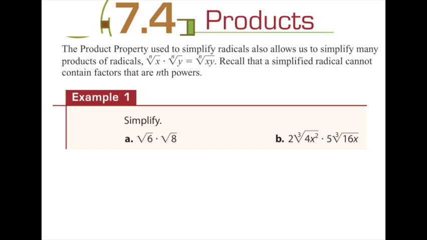Okay, the product property says that if you multiply radicals with the same index, you can just multiply what's inside. Here's a couple things to think about. One, you can go ahead and multiply what's inside, and then simplify it, or you can simplify first, take everything out, and multiply what's left over. I do it the second way.